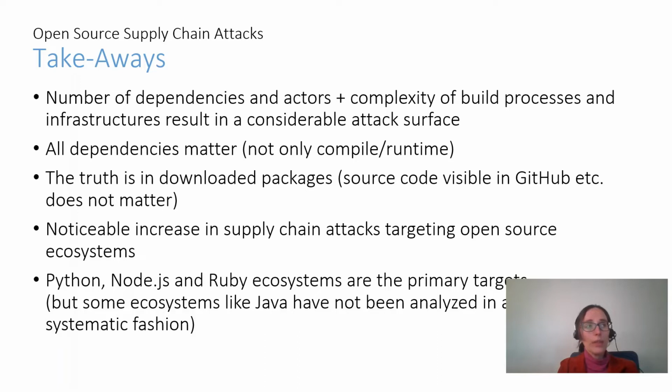In 2020, Sonatype reported an increase of more than 400% in just 1 year. It looks like the targeted ecosystems are Python, Node.js, and Ruby, so the main targeted ones. But in our view, this may also be due to the fact that other ecosystems like the Java one may not have been analyzed systematically until now. So this is a very active field of research that definitely requires attention.